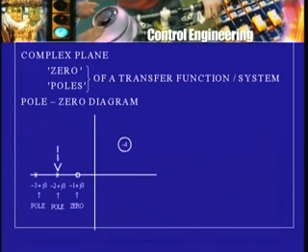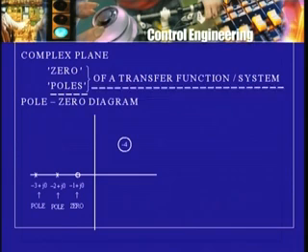So I will put a cross here, and I am not showing this to scale because otherwise my diagram will get cluttered. So I put one cross here and I will put down the location or the value minus 2 plus j0, and I will put down one more cross corresponding to minus 3 plus j0. Now these crosses, or these roots which correspond to the denominator, are called poles. They are called poles of the system or poles of the differential equation or poles of the transfer function.